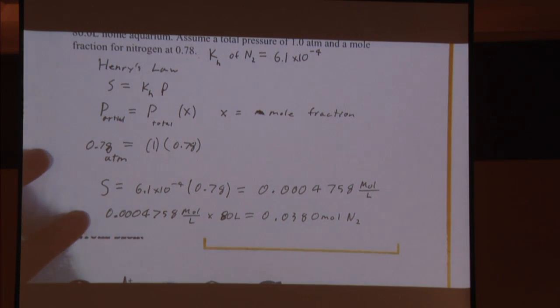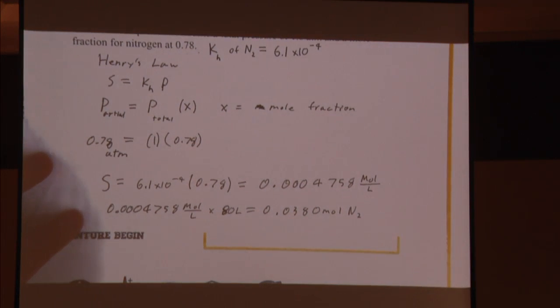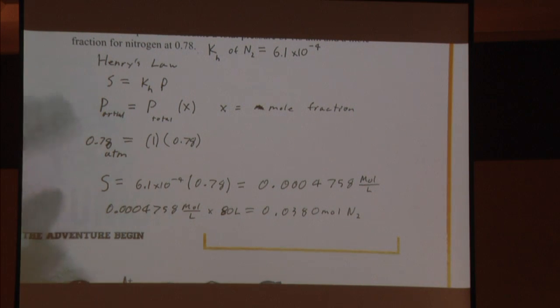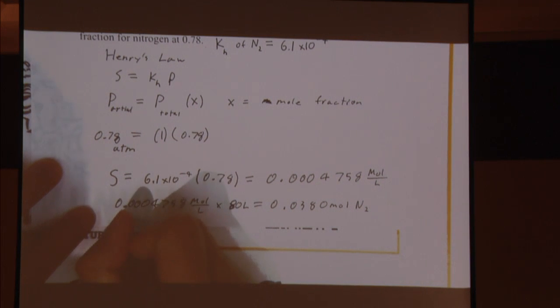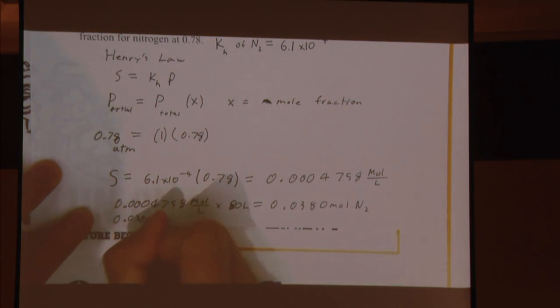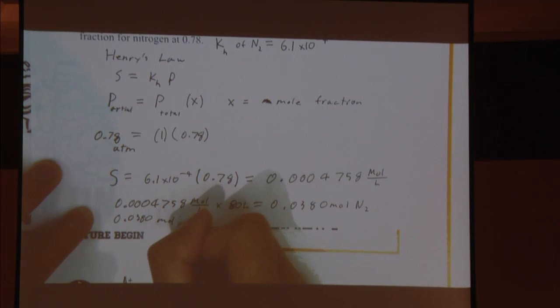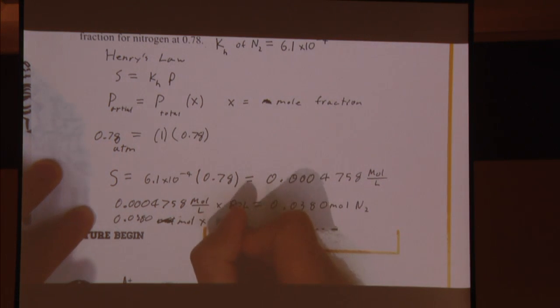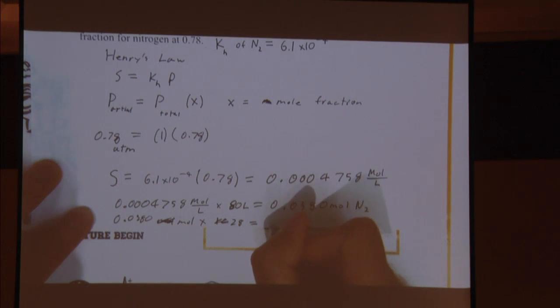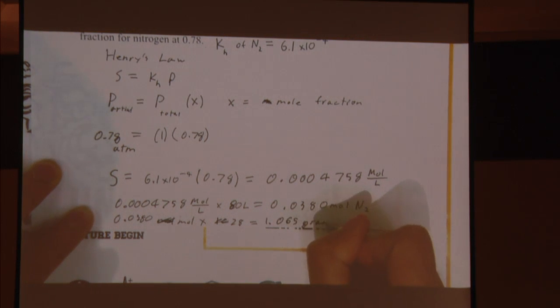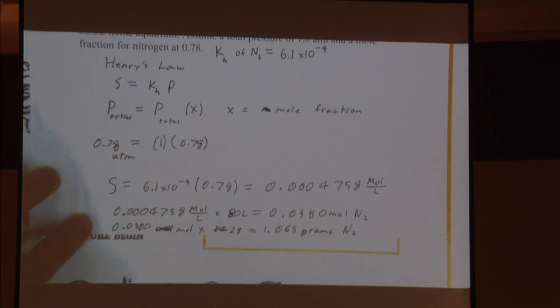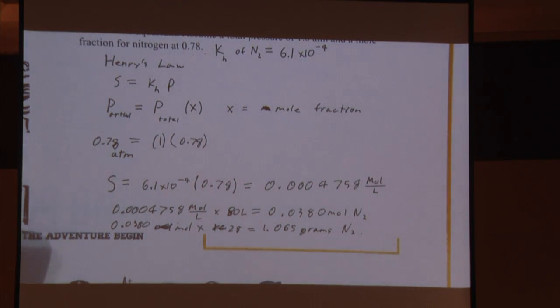So now we have our moles of nitrogen. Now we need to find the mass of the nitrogen, where we just multiply our moles times the molar mass. And we have our mass of nitrogen.